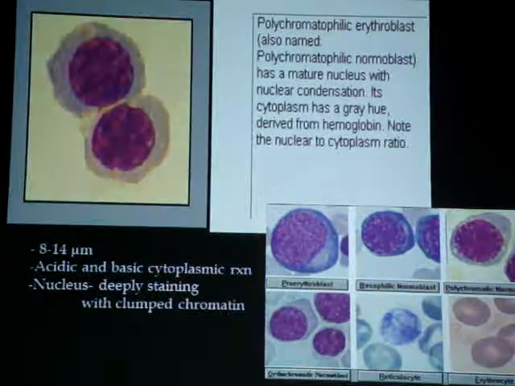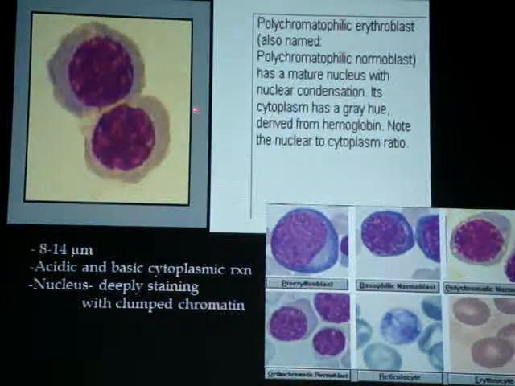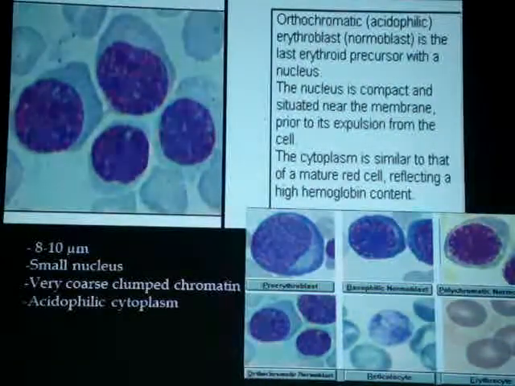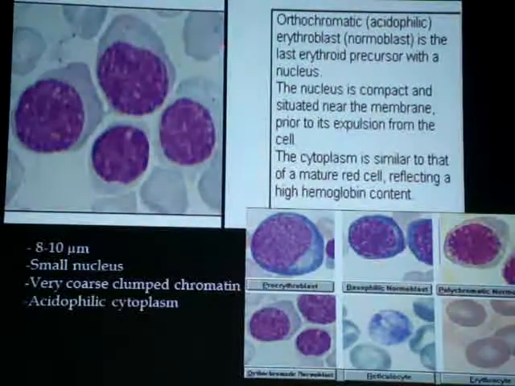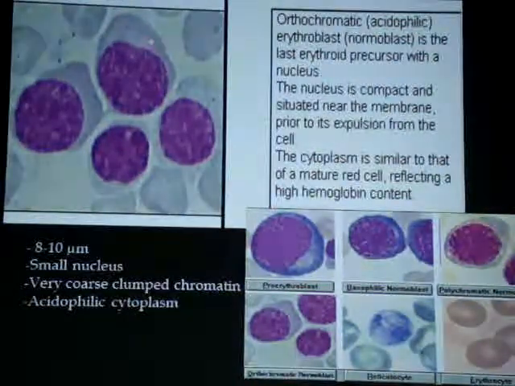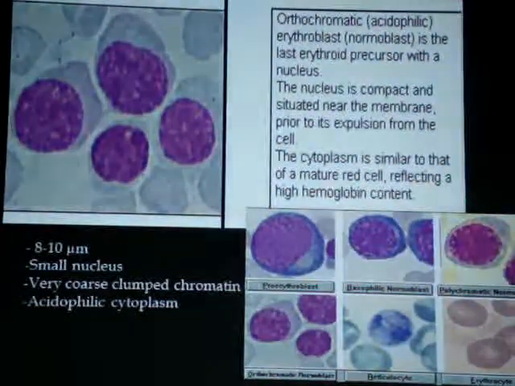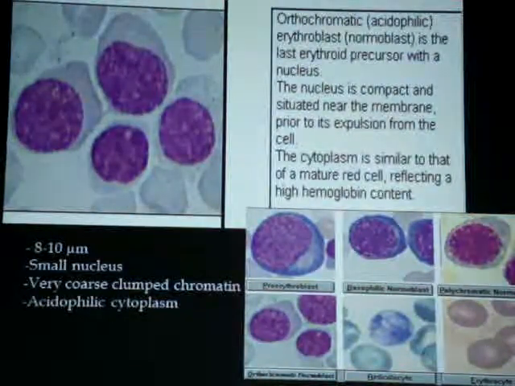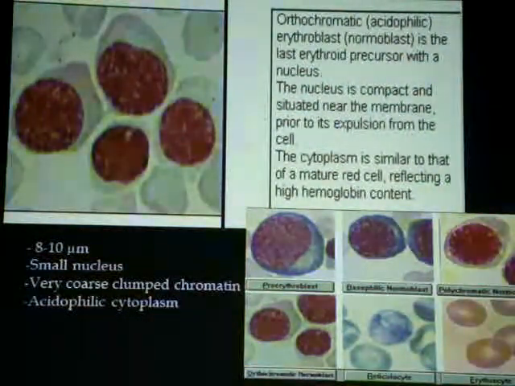And then the next cell in the lineage, the polychromatophilic normoblast. In a better stained smear, you will be able to see blue and pink colors in the cytoplasm of a polychromatophilic erythroblast or normoblast. And then next is the orthochromatic or orthochromatophilic normoblast. Next are the mature red cells. Notice that the color of their cytoplasm is almost similar to the cytoplasm of these orthochromatophilic normoblasts. Their difference will come only in the presence of the nucleus.